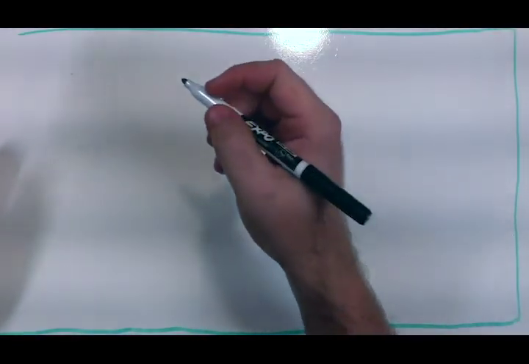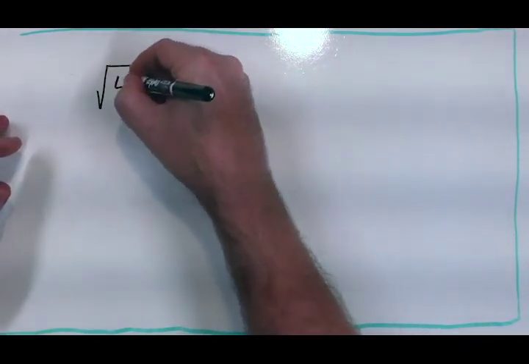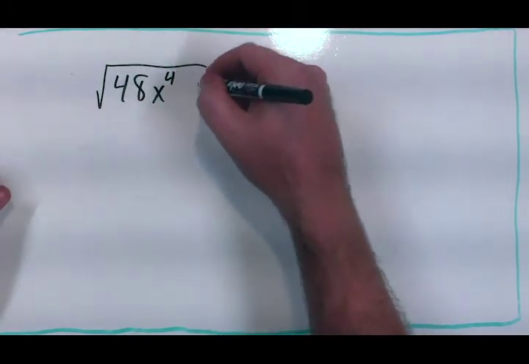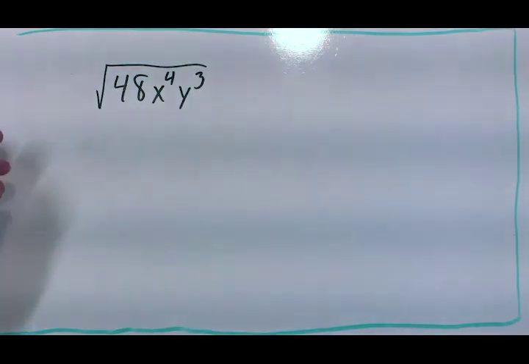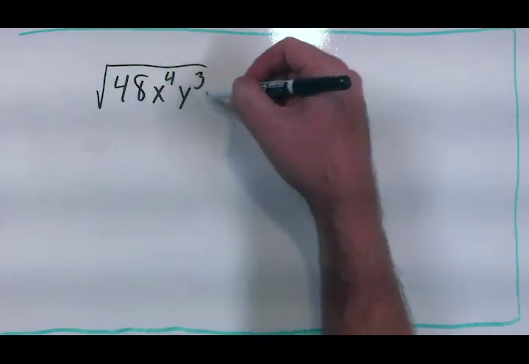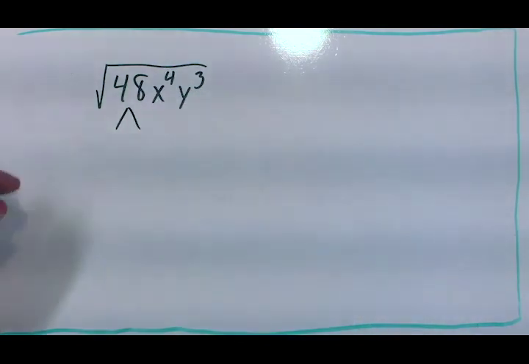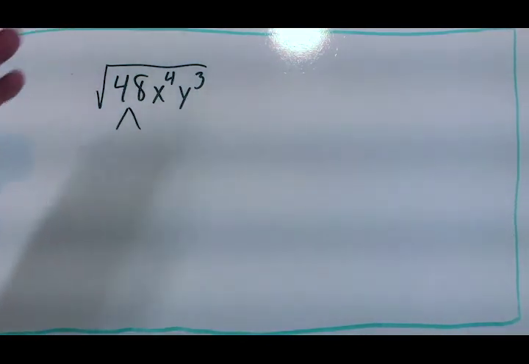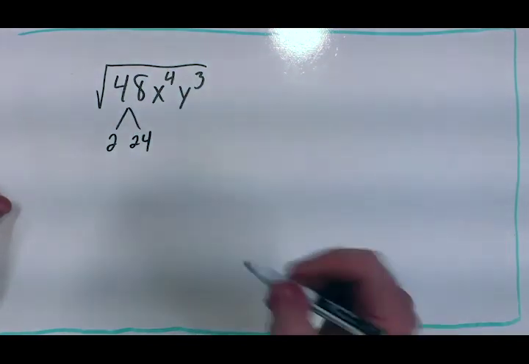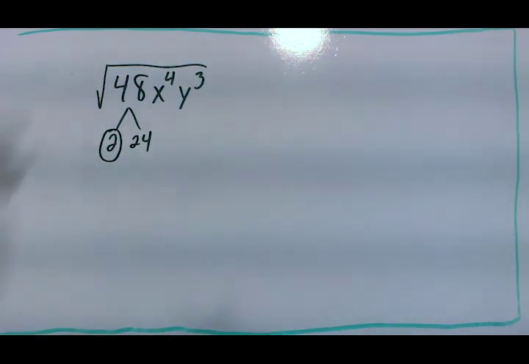Let's say you had a radical, a square root, that has a number and variables in it. So let's say the square root of 48 x to the 4th, y to the 3rd. You break down the number just like we did before. I'm not even going to look at the x's and y's just yet. I'm going to take the 48 and start breaking it down. I'm going to start with 2. 2 times something gives me 48. Well, yes, 2 times 24 will. 2 is one of those prime numbers, so I'm going to circle it. 24 isn't a prime number, so I have to keep breaking that down.